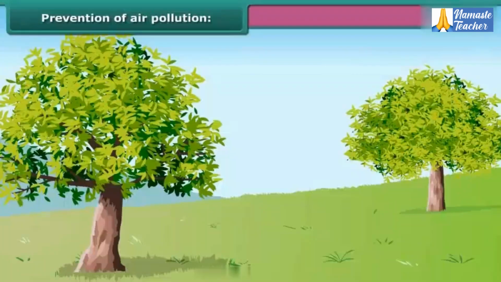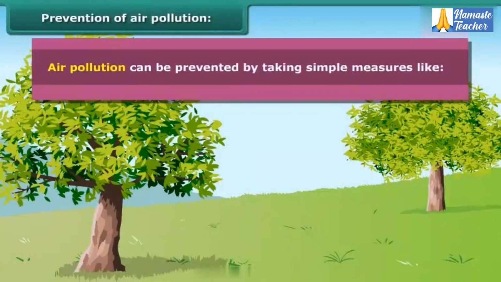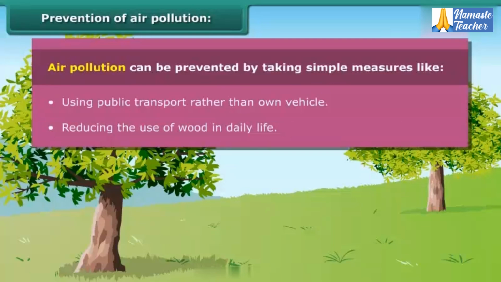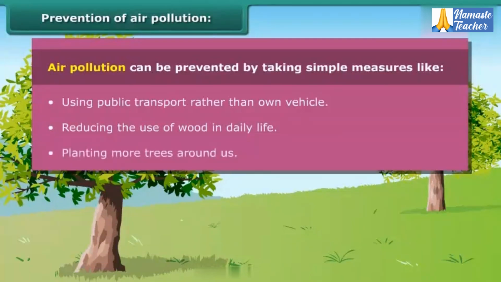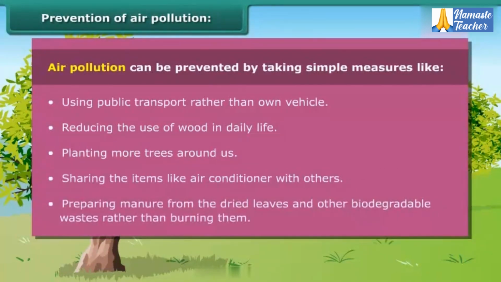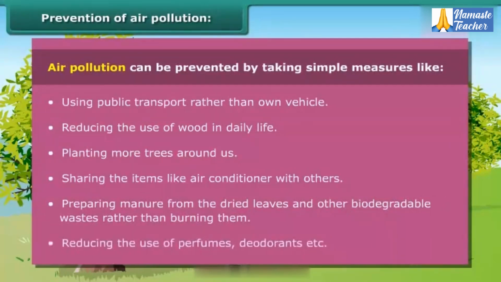Air pollution can be prevented by taking simple measures like using public transport rather than your own vehicle, reducing the use of wood in daily life, planting more trees around us, sharing items like the air conditioner with others, preparing manure from dried leaves and other biodegradable wastes rather than burning them, and reducing the use of perfumes, deodorants, etc.